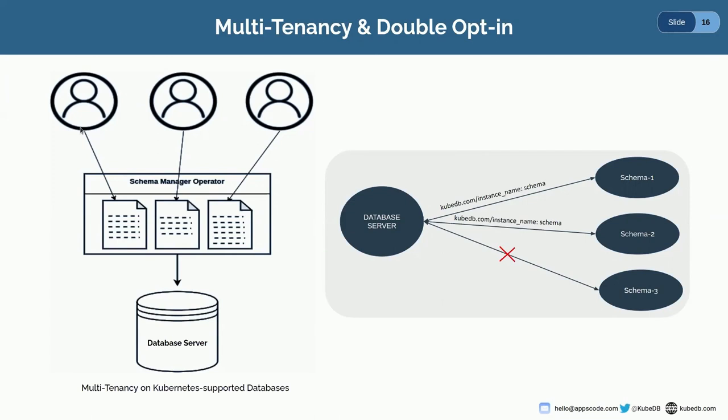So basically, you as an admin can give access to one tenant to a separate database. We are also using the KubeDB double opt-in feature, which is basically a two-way verification process. So the KubeDB admin can choose which schema to allow access in the server. Here you can see the database server is allowing schema 1 and schema 2 and rejecting schema 3 because it doesn't have the label name schema.